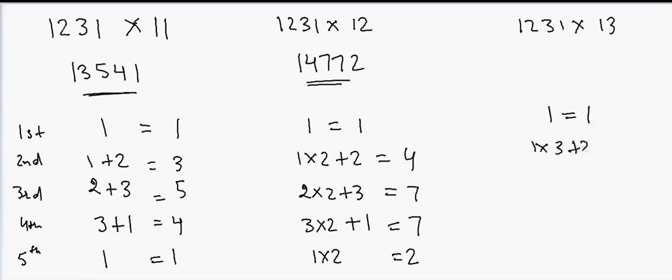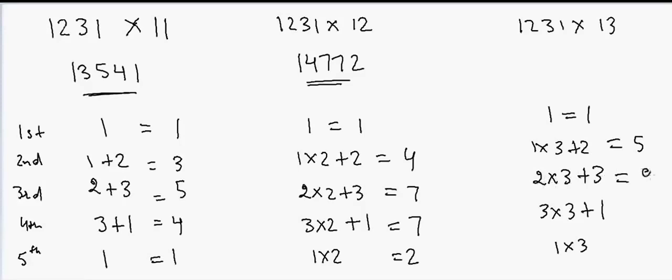into 3 plus 2 1, 2 into 3 plus 3, 3 into 3 plus 1, and 1 into 3. So that will give me 3 plus 2 is equal to 5. 3 into 2 is 6 plus 3, 9, and if you look here, 3 into 3 is 9 plus 1, 10. So here we have 10 and here we will have 3.